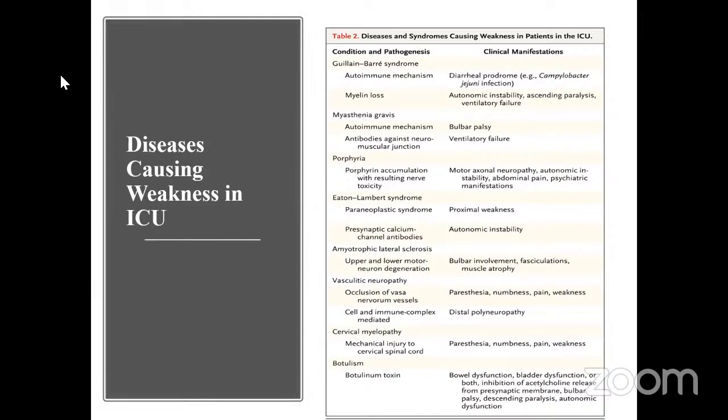Mechanical injury to the cervical spinal cord can give rise to paresthesias. Botulinum toxin can cause bowel dysfunction, bladder dysfunction, inhibition of acetylcholine release from the presynaptic membranes, bulbar palsy, descending paralysis, and autonomic dysfunction. So these are very important aspects. Let's see some of them in detail, and how we can differentiate these various etiologies.